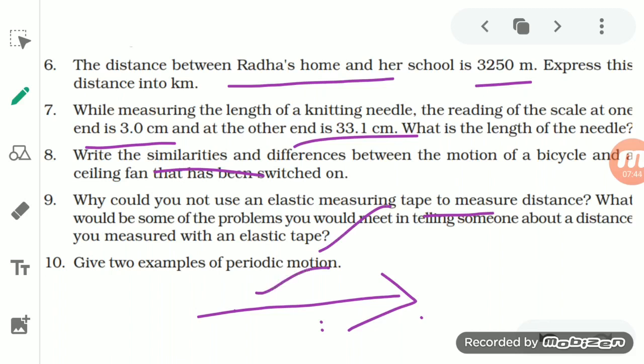Next one, give two examples of periodic motion. There are a lot of examples, like the motion of a pendulum. It moves to and fro, so it repeats its motion again. Motion of a swing, or motion of a rocking chair, or motion of the earth around the sun. So you have to write any two examples. These all are examples of periodic motion.